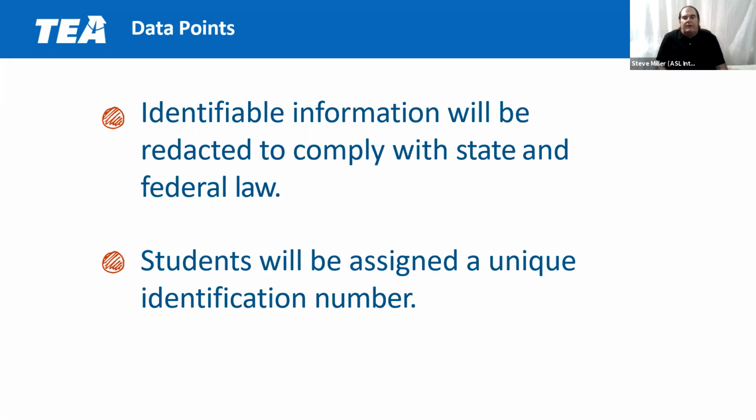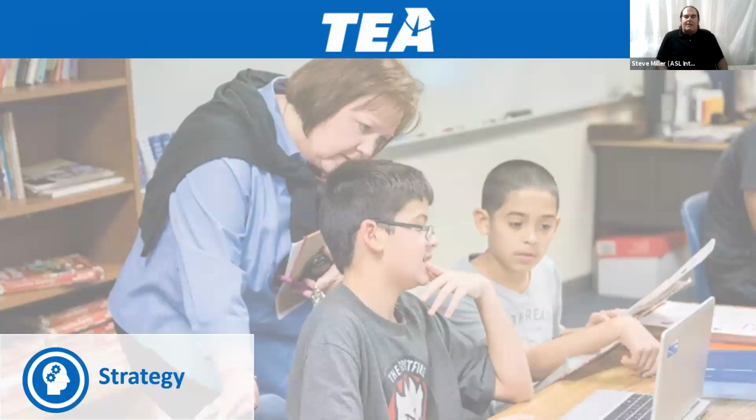Also, these are two very important pieces of information. All identifiable information will be redacted. And every student will be assigned a special ID number for tracking purposes. Next slide, please. Now talking about strategy, what our plan is and what we're going to do. Next slide.